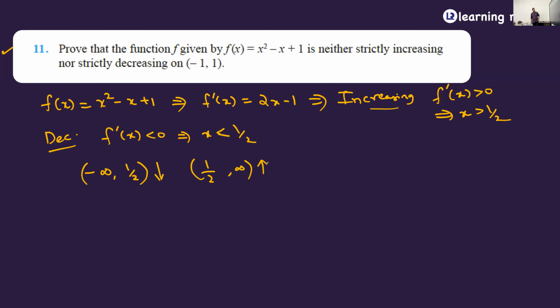So what is happening between minus 1 to 1? Because this is the domain, how does it fall? Between minus 1 to 1, what is happening? This number will fall, no? At some points it is decreasing, at some points it is increasing.